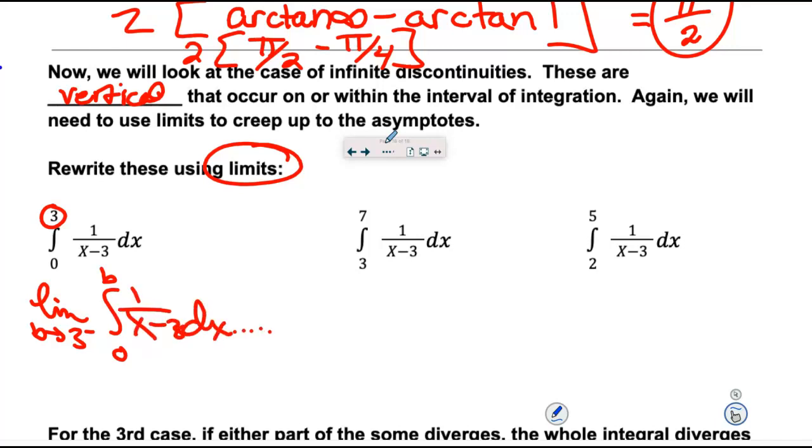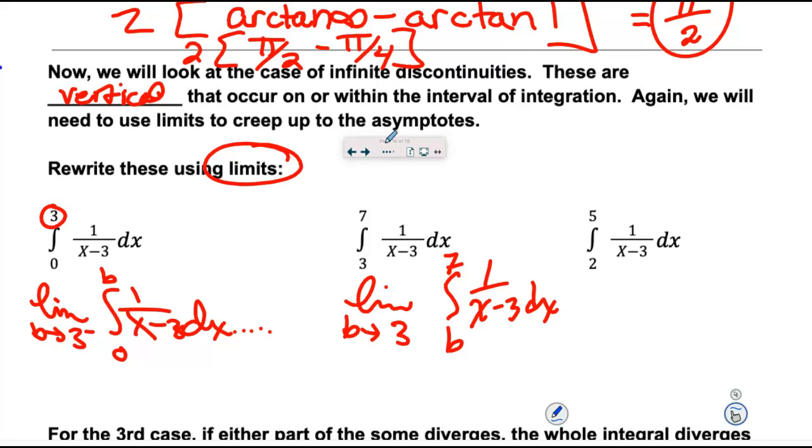The evaluating, don't worry about it right now. This guy would be the limit as b approaches 3, and we go from b up to 7, because b is what we're going to use for our issue, correct? But on this one, I am approaching 3, my asymptote, but from which direction? The right-hand side, right? I'm going from 3 to 7, so I'm to the right of the asymptote. So be careful with that.